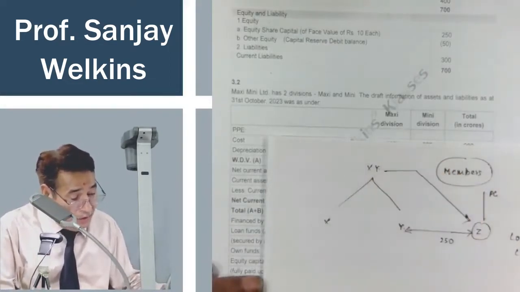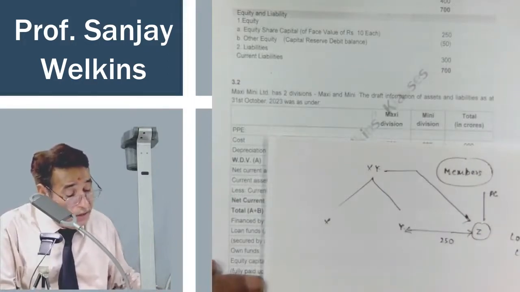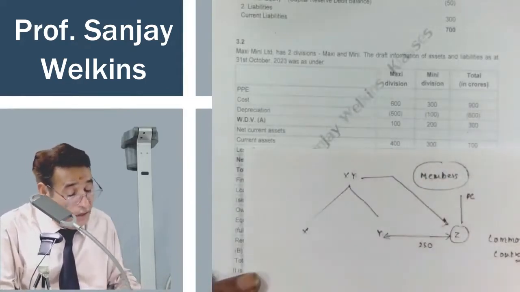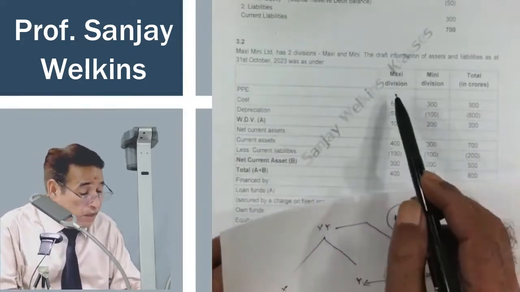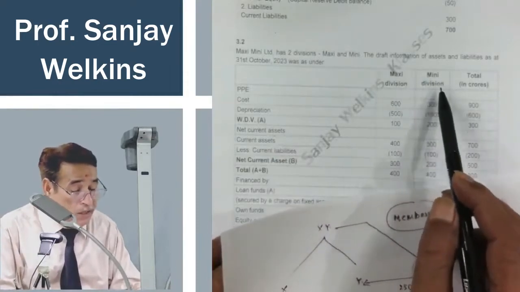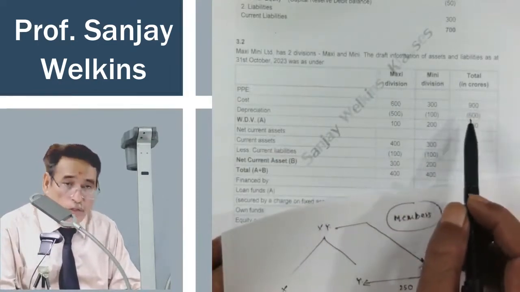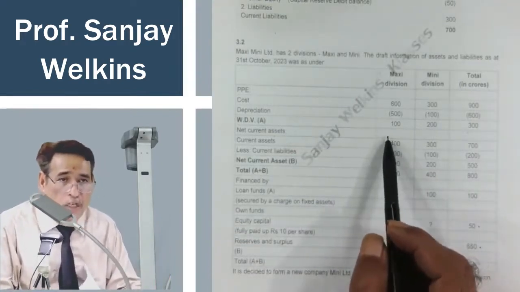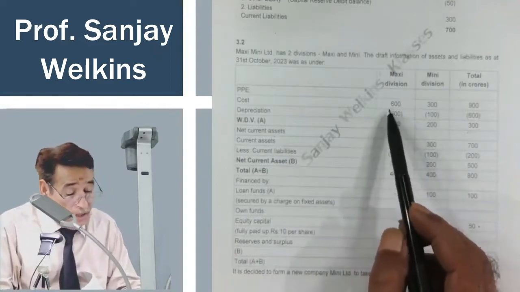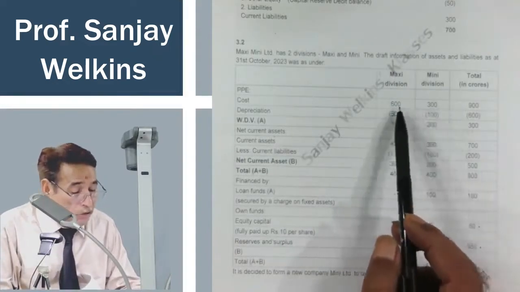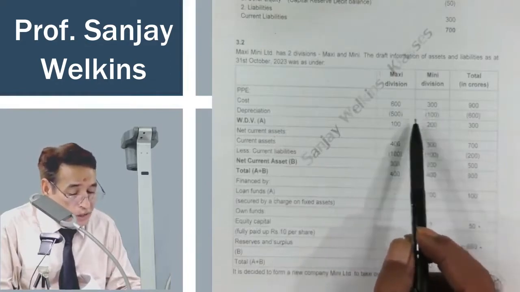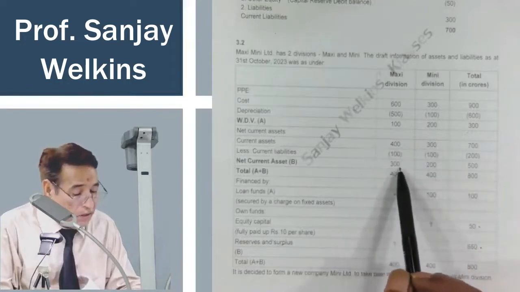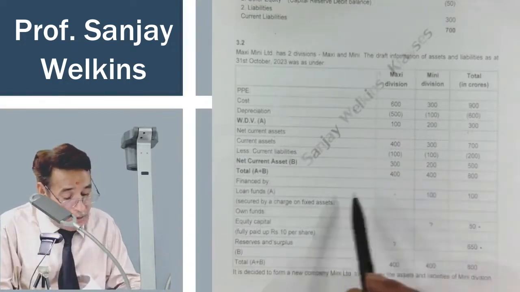It is given to you that the draft information of assets and liabilities of Max Mini Limited is as follows. Max Mini Limited is having Maxi division and Mini division. This is the total given to you. There is nothing for me to actually discuss over here, because as you can see, it is similar to the last question. Property, plant and equipment of both the divisions at gross value is given, then depreciation is given, then written down value is given. Similar to the last question, current asset, current liability is given, net current asset is given, total is given.